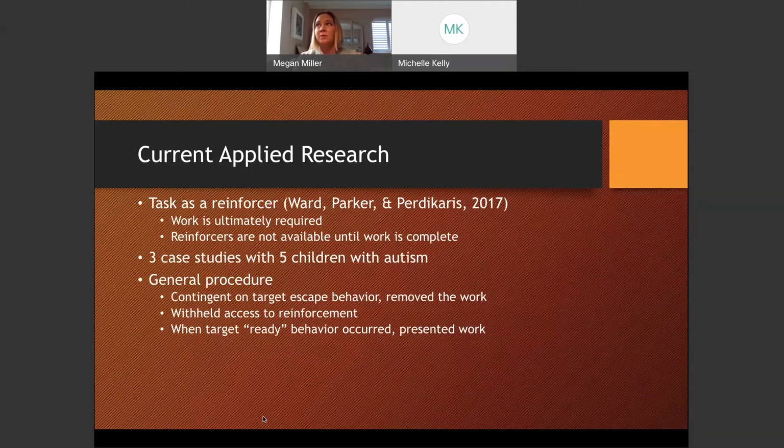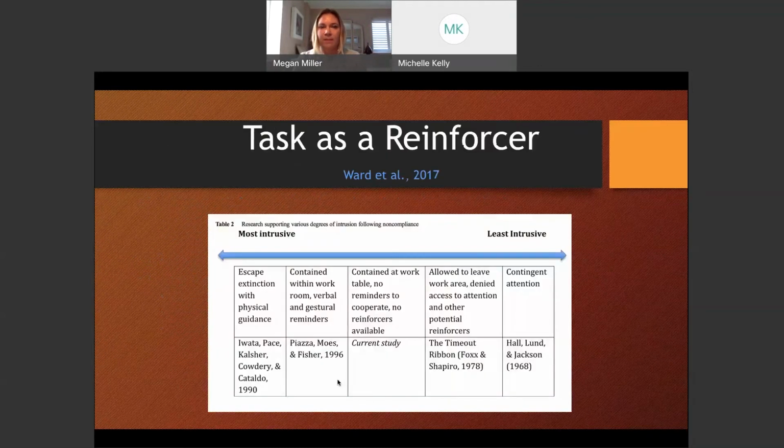So if the learner started looking off, answering incorrectly without trying, or tried to get up and leave, any of those types of things, they were told, okay, well, wait till you're ready, and they would just remove the work. And they also didn't have the opportunity to engage with any of the other stimuli in the environment that were reinforcers. When the target ready behavior occurred, they were presented with the work. And this is just a summary from that article.